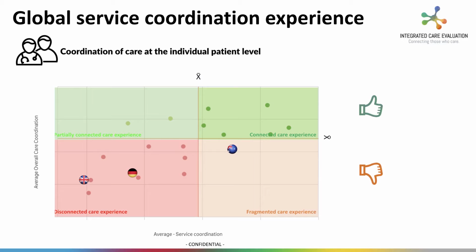Now we're going to look at the service coordination for the first bow of the rainbow. Do patients experience that the care at the individual patient level in the interaction with the provider is well coordinated? And again, we see UK, a disconnected care experience, and also Germany. That's interesting. They were here in the previous slide, and now they're also indicating that organized at a micro level, they have a disconnected care experience. And again, Australia, a fragmented care experience.